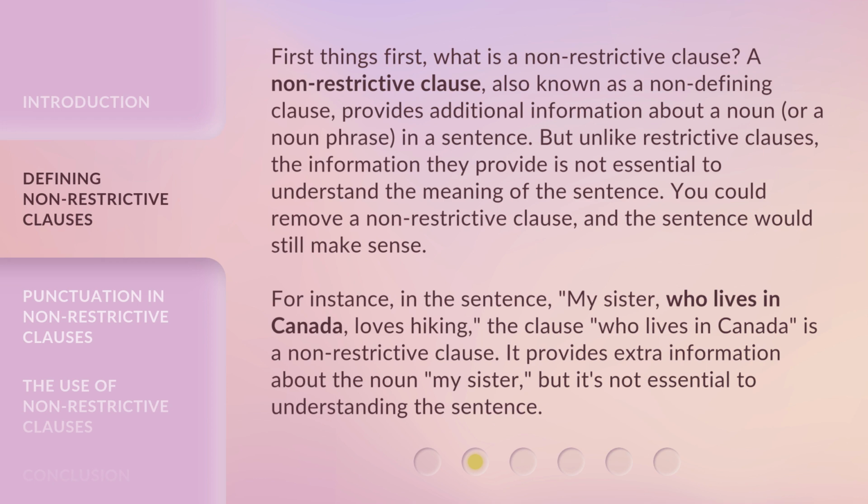For instance, in the sentence, "My sister, who lives in Canada, loves hiking," the clause, "who lives in Canada," is a non-restrictive clause. It provides extra information about the noun, "my sister," but it's not essential to understanding the sentence.